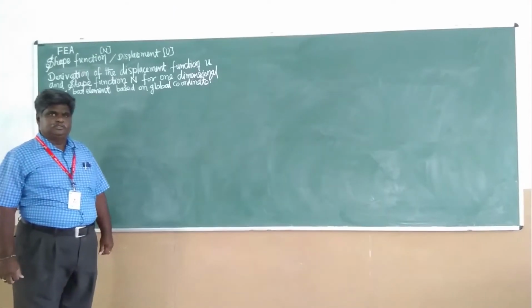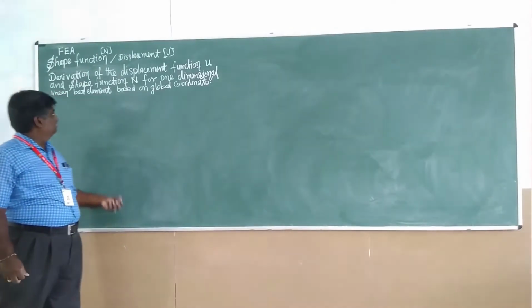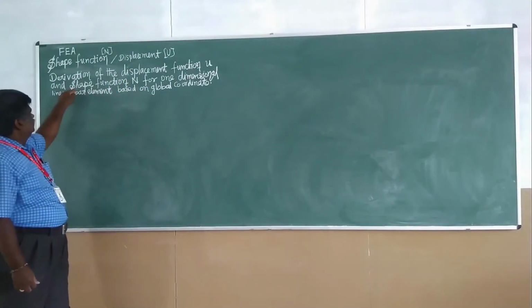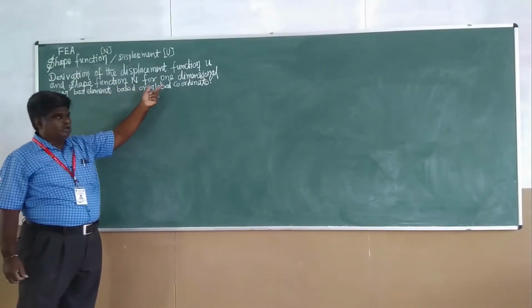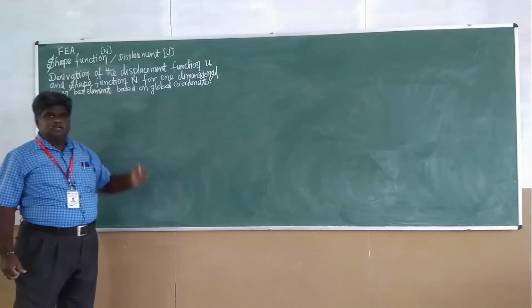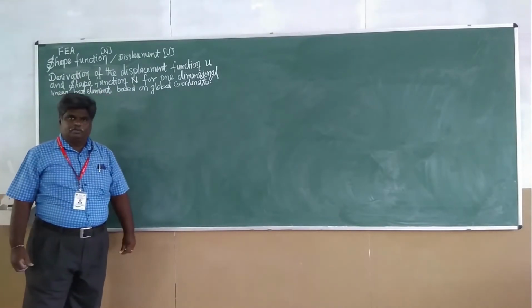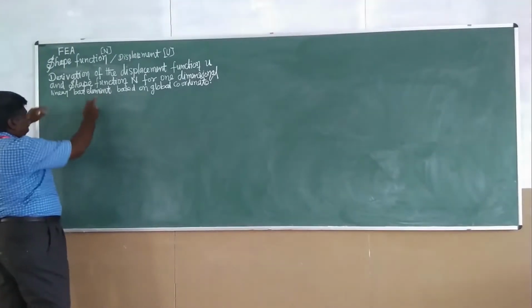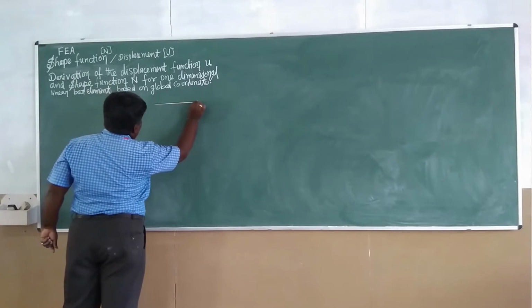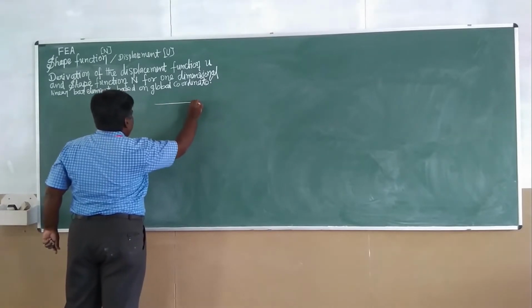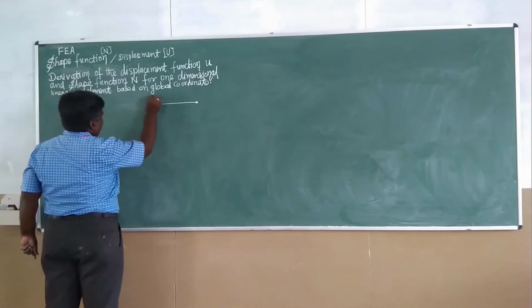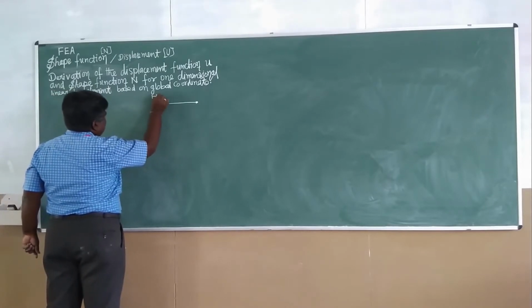In this video lecture, we are going to see the derivation of the displacement function u and the shape function N for a one-dimensional linear bar element based on the global coordinate approach. Consider the linear bar element, which has two nodal points. Everything is one-dimensional, so it is only in the x direction.